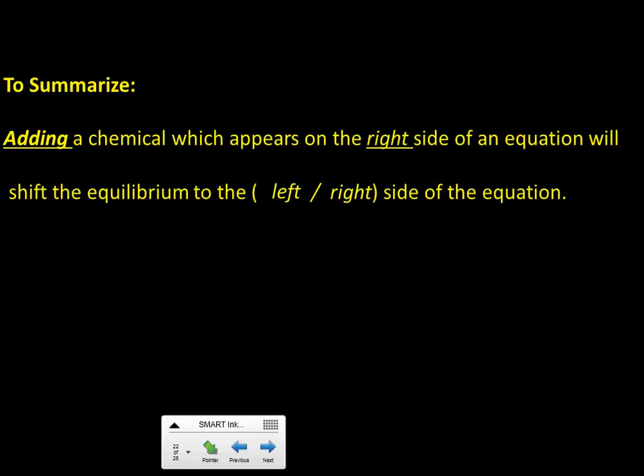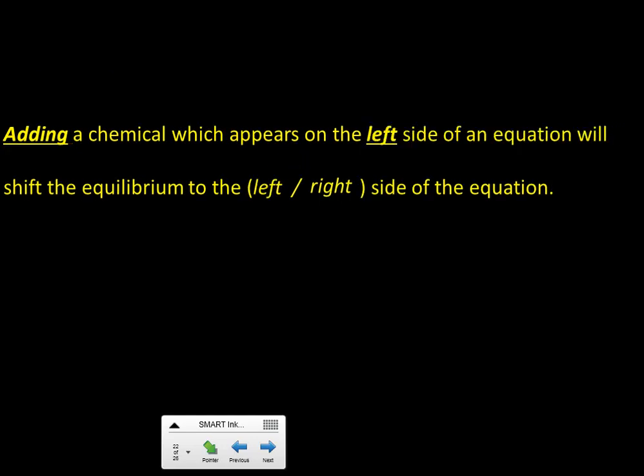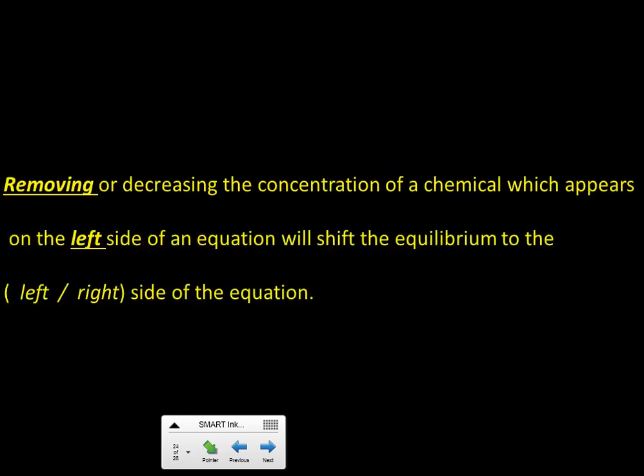All right, summarizing this whole Le Chatelier's concept. If you add a chemical which appears on the right side of an equation, it will shift the equilibrium to the left side of the equation. Add something to the right, it'll shift to the left. If you add a chemical which appears on the left side of an equation, it will shift the equilibrium to the right side of the equation. Add something on the left, the equilibrium will shift to the right, making more product.